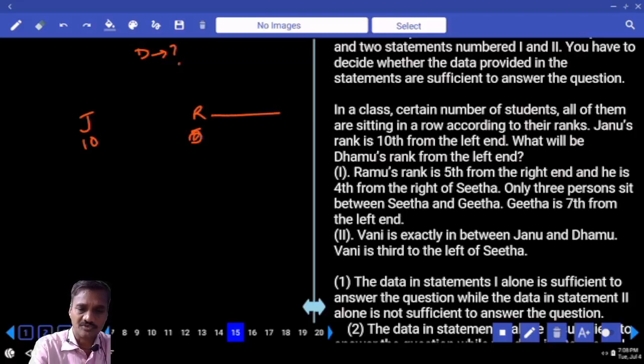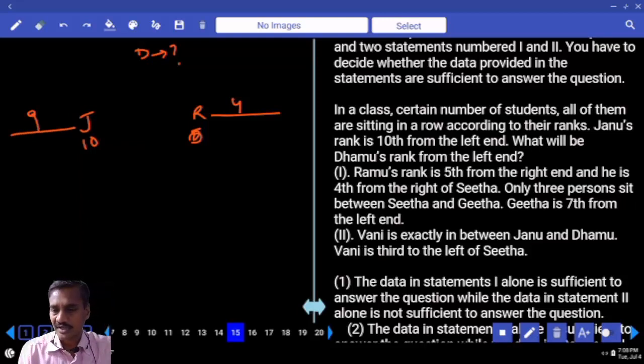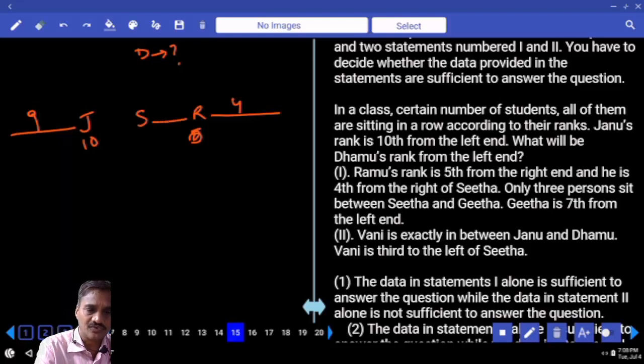That means there are 4 persons to the right hand side of Ramu. Here there are 9 persons. And he is 4th to the right of Sita. Right of Sita, 4, there are 3 persons in between. And only 3 persons between Sita and Gita. Gita is 7th from the left hand.